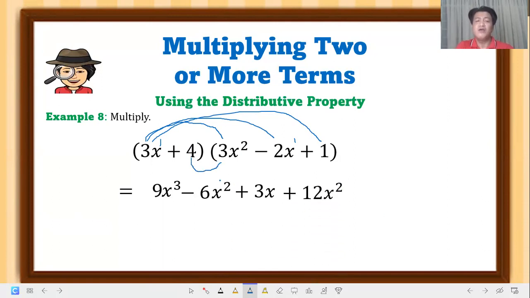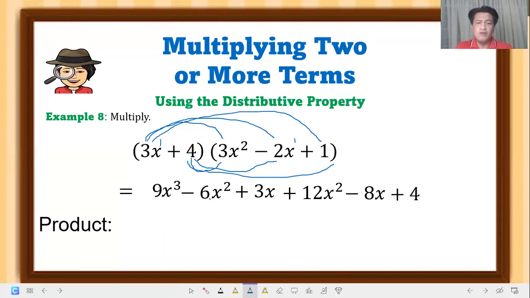Copy mo lang yung literal coefficient kung wala siyang same base. And we have this 4 times negative 2x, that will become negative 8x. Always remember the operation of integers. Matandaan natin. Okay, and we have this 4 times 1, that is 4. Okay, so before we find the product, always remember, titignan natin yung like terms.